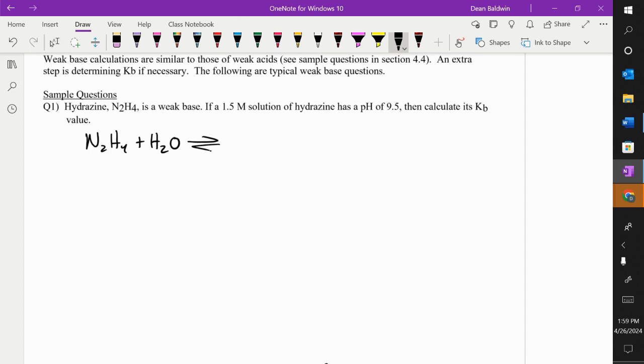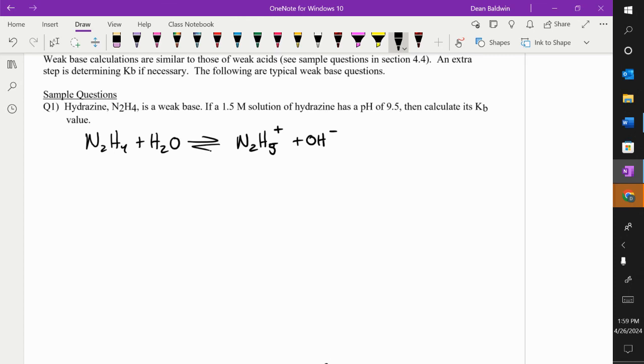So what's it going to do? It's going to accept a proton. So we get N2H5 plus, which means it is now positively charged, and we get OH minus. The charges have to balance on each side of the equation, so we're all good.